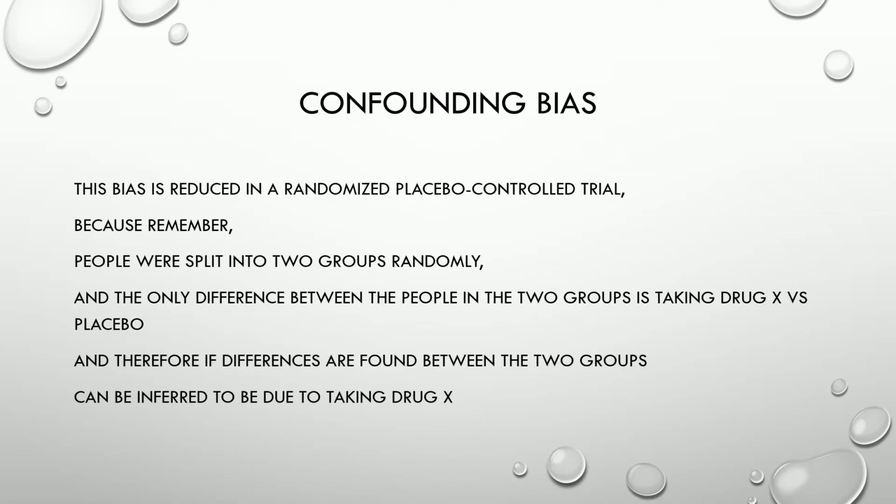This bias is reduced in a randomized placebo-controlled trial because remember, people were split into two groups randomly, and the only difference between the people in the two groups is taking drug X versus placebo, and therefore if differences are found between the two groups, it can be inferred to be due to taking drug X versus placebo.